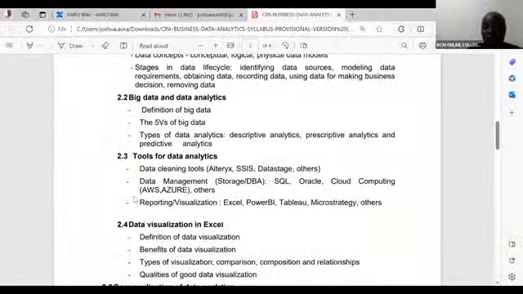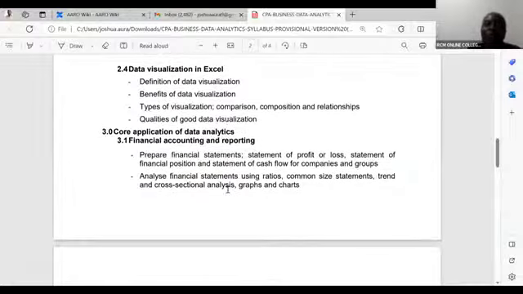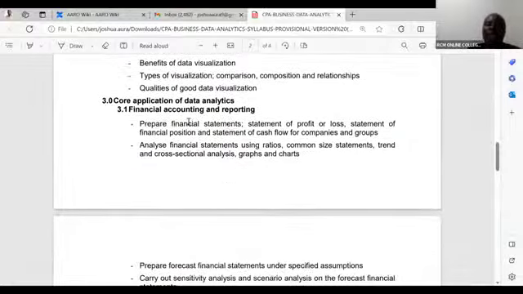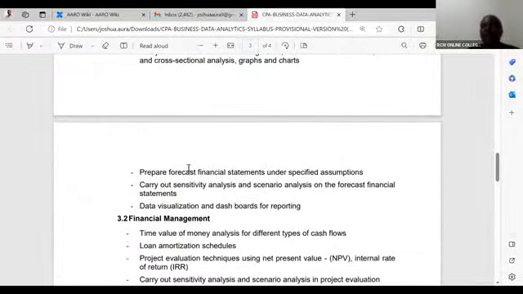So data visualization, very, very important. Then we have 2.4, data visualization in Excel. They would want us to do the definitions, benefits, types of visualization, comparisons, qualities of good visualization, like that. So the core applications: financial reporting and accounting. They want us to show you how to prepare financial statements, how to analyze these financial statements using ratios, the common size statements that you did in your financial reporting intermediate level, trend and cross-sectional analysis, graphs and charts. They want us to show you how to prepare forecasted financial statements under specified assumptions, and carry out sensitivity analysis and scenario analysis.